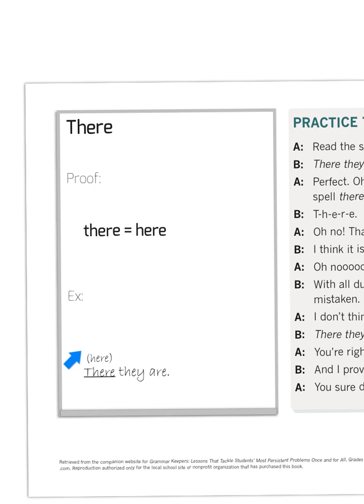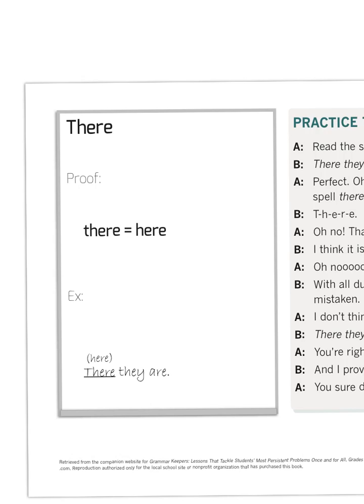So you've underlined, and so now up above, you're going to put in parentheses the proof. The proof is here, H-E-R-E. Now, keep in mind your teacher in class is going to have you fill in these proofs on your Grammar Keepers chart, so you don't have to always remember all of them right away. You'll have a little reference sheet to go to. Okay, so if you read this with the proof, here they are. That makes sense, doesn't it? It sure does. Here they are.